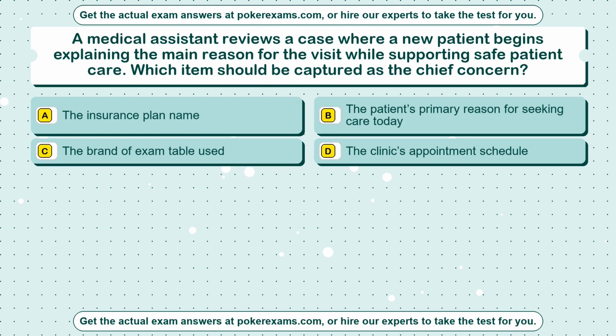Question 74. A medical assistant reviews a case where a new patient begins explaining the main reason for the visit while supporting safe patient care. Which item should be captured as the chief concern? Option A, the insurance plan name. Option B, the patient's primary reason for seeking care today. Option C, the brand of exam table used. Option D, the clinic's appointment schedule.